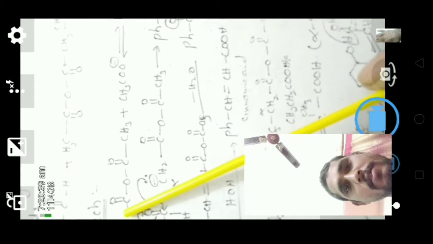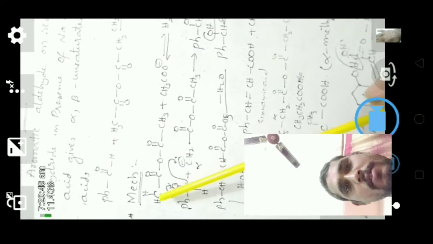This is the reaction mechanism of the Perkin reaction. Here the acetic anhydride, when we react it with the carboxylate ion, gives a carbanion. The carbon having the negative charge is called a carbanion. Here this carbanion reacts with benzaldehyde.